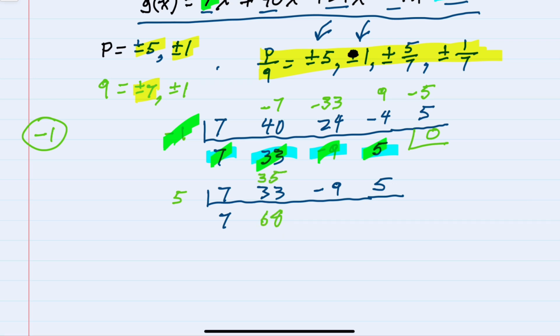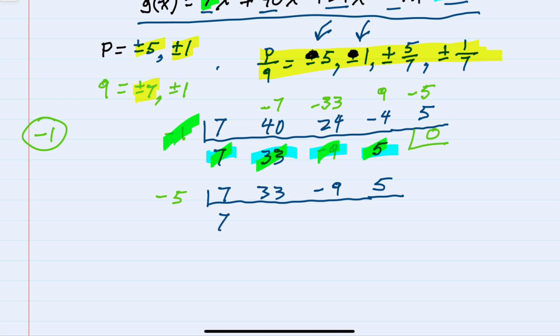And I'm already suspicious that this is not going to give me 0, because that 68 times 5 would be 340. Adding to the negative 9, 331. I can already tell that this is not going to give me a 0 remainder. So I can eliminate a positive 5, but we do need to try a negative 5 as well.